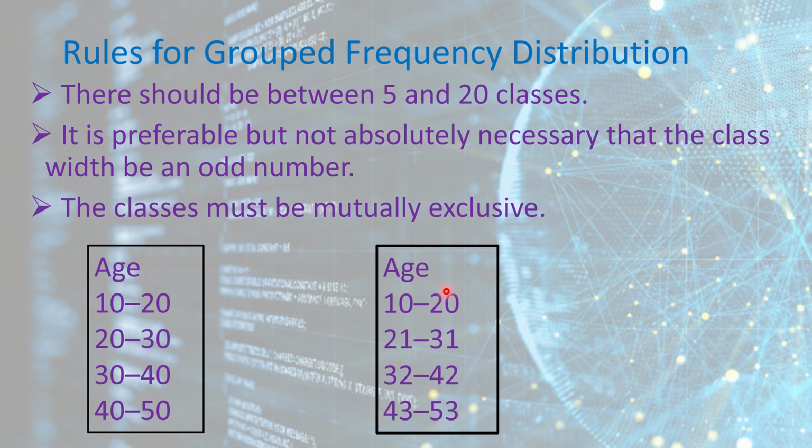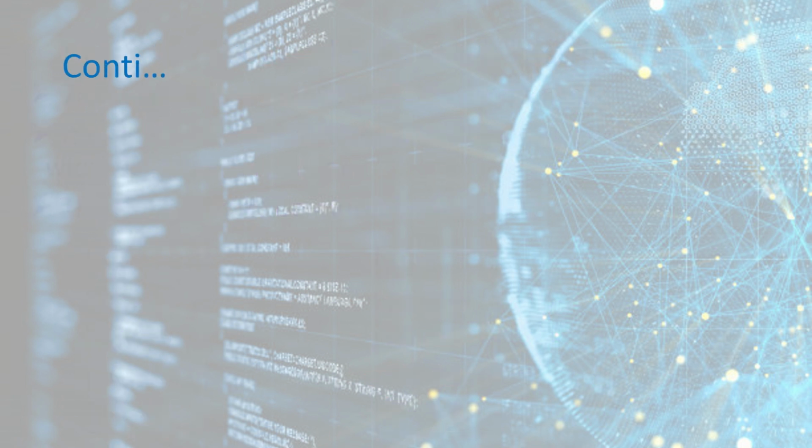So you see in this case the class width will be 20 minus 10, which is 10, and then plus 1, so we get 11. So class width in this case would be 11. The same will be here as well. It's also 11. It should also be 11 here. So the class width must be the same.